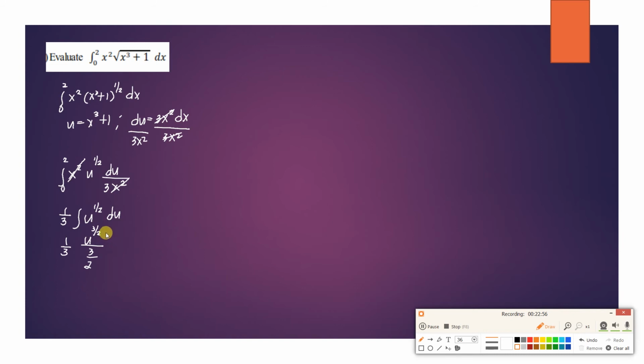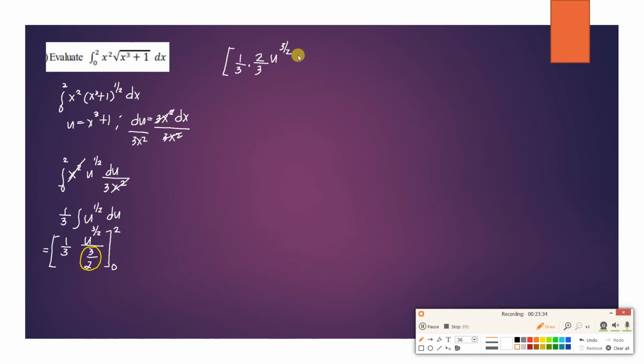Anong mangyayari ngayon? Meron na akong limits from 0 to 2. Okay, yun na yung ibig sabihin nun. Pwede ko nang i-enclose dito. So, simplify muna natin yung nasa loob. Okay, by getting the reciprocal of 3 halves. So, pag sinabing reciprocal, babalik ta rin natin, no, yung 2 mailalagay sa taas. So, we have 1/3 times, so, mababaliktad. Si 2 mapupunta sa taas, si 3 mapupunta sa baba. Of u raised to 3 halves.